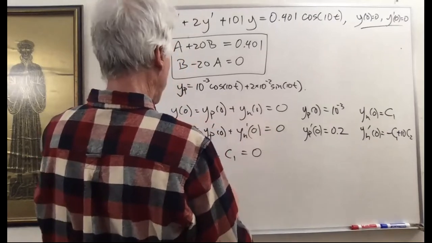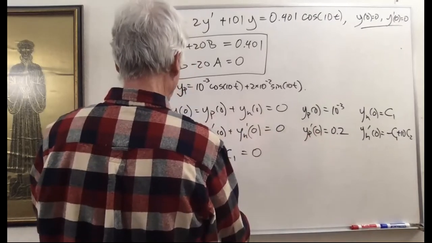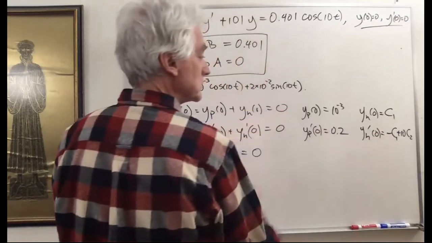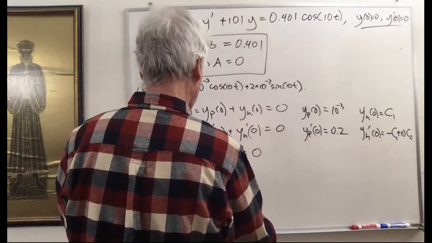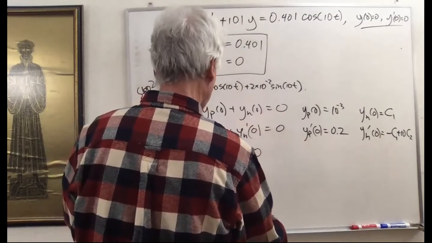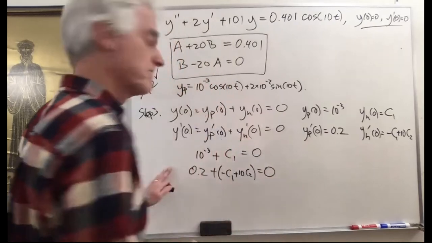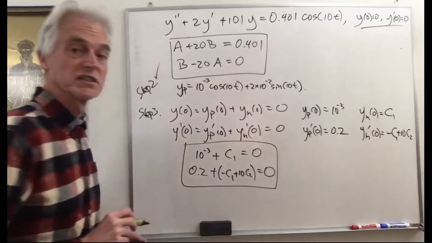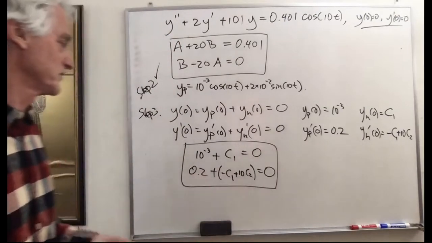Okay? And then what is yp prime of 0? That's 0.2, plus yh prime of 0, that's minus C1 plus 10C2, and that should be 0 as well. So here's our two equations and two unknowns for C1 and C2. And as you can see, our systems of equations are pretty easy in this one.